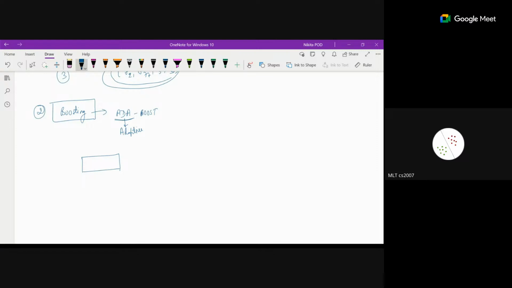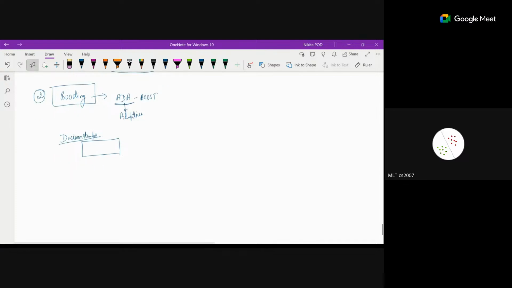Now, if we take the decision tree example, here we will not call it a decision tree, we'll call it a decision stump. We call it a decision stump because we are only going to ask some one to two questions, and that's all, one to two levels of nodes.